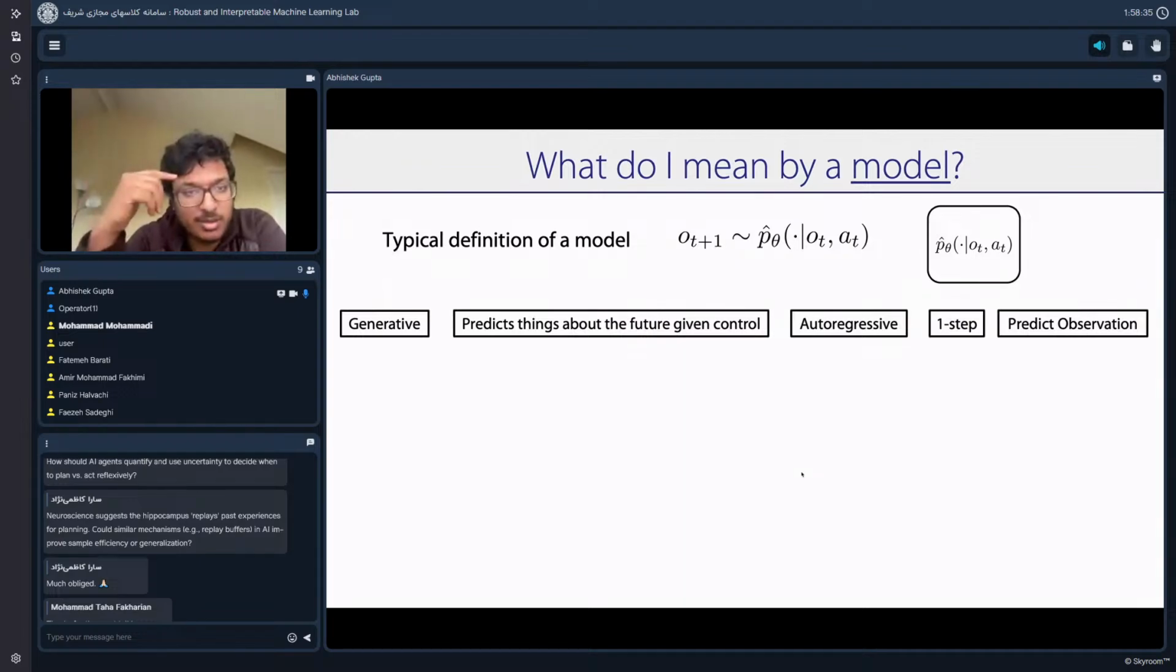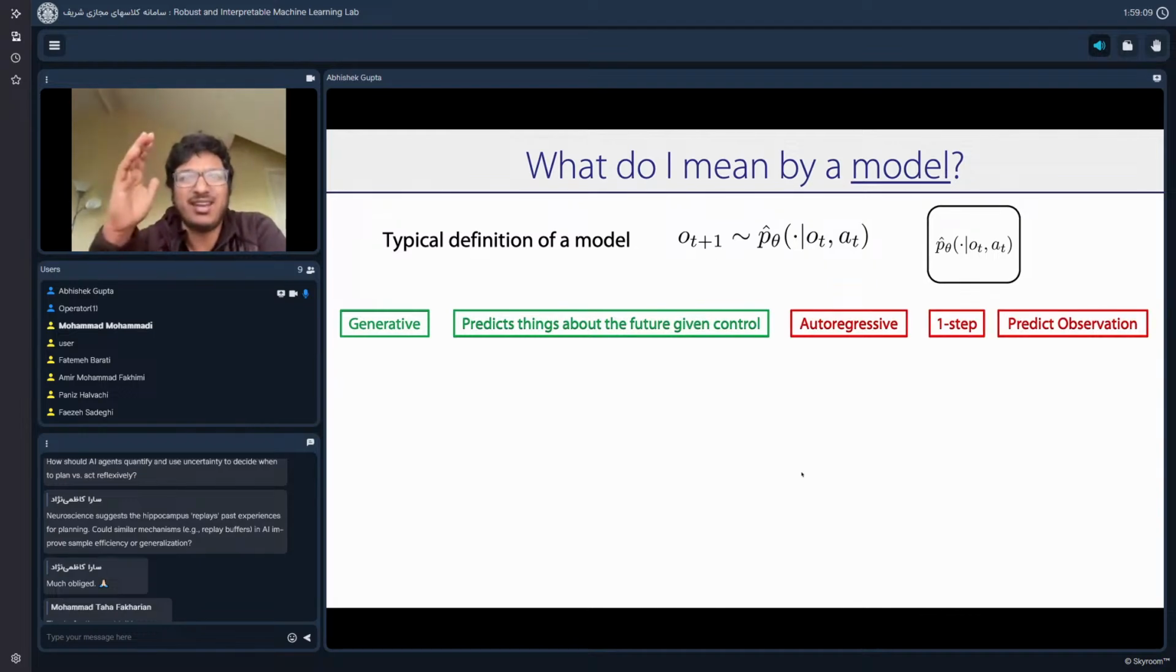Second is it predicts things about the future given some control. The third is that because it's predicting one step at a time, it's autoregressive, which means that you generate one step, you go back into the model, you generate one step, you go back into the model. It's inherently one step, you're predicting one step at a time. And lastly, you're predicting observations, right? You're still predicting what the future frames look like. Now, some of these things are good and some of these things are not good, right? So I'm very happy to have things that are generative, they generalize well. It's great to predict things about the future because that enables you to do control.